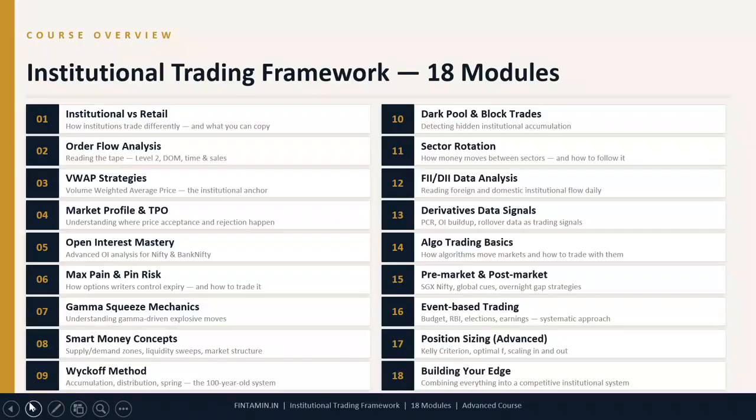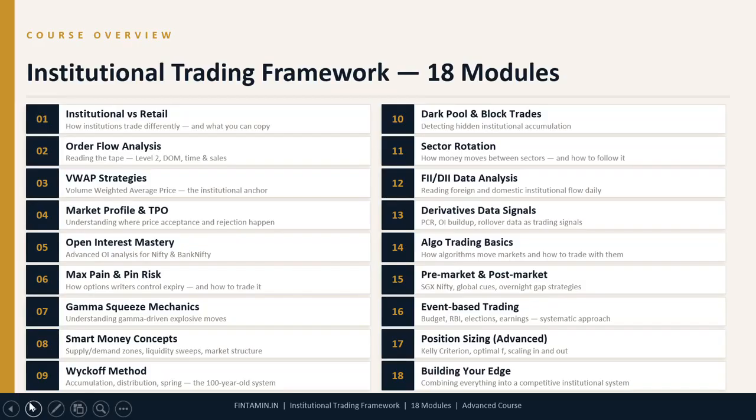18 modules covering the complete institutional trading framework are: Module number 1 and 2 are institutional versus retail thinking and order flow analysis, including tape reading and footprint charts. Module number 3 and 4 are VWAP strategies and market profile. Module number 5 and 6 are Advanced OI Analysis and Max Pain. Module number 7 is Gamma Squeeze Mechanics.